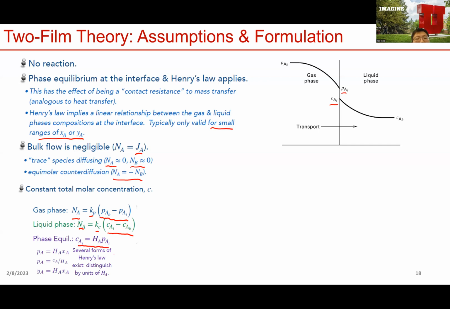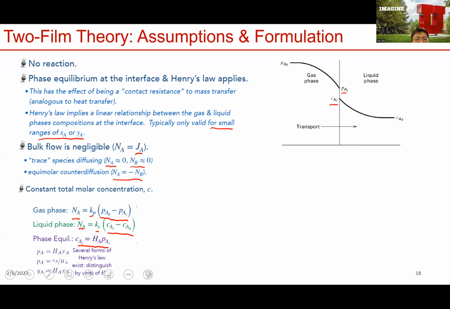Note there are multiple different forms of Henry's law. You could have HA, that's the coefficient, multiplied with XA or divided by CA, or other forms. But mathematically, it just means that the concentration of A at the interface is proportional to the partial pressure of A at the interface in the gas phase, although different forms will have the Henry factor in different units. Now we have three equations.